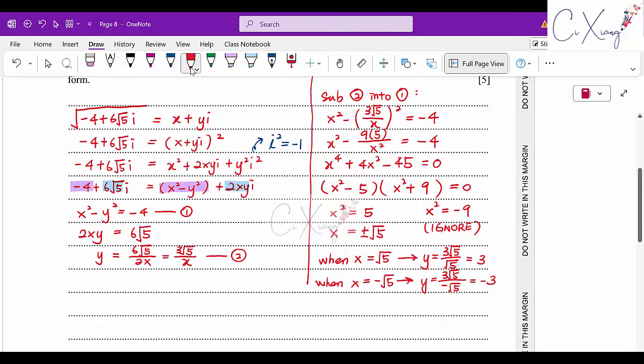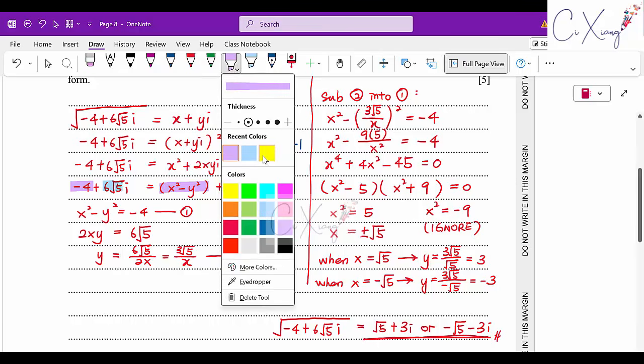So what does it mean here? The conclusion for this question: the square root of the complex number negative 6 plus 6√5i. You'll get two answers here. The first one is √5 plus 3i. Another one is negative √5 minus 3i. Okay, so this is the answer for the square root of this particular complex number.